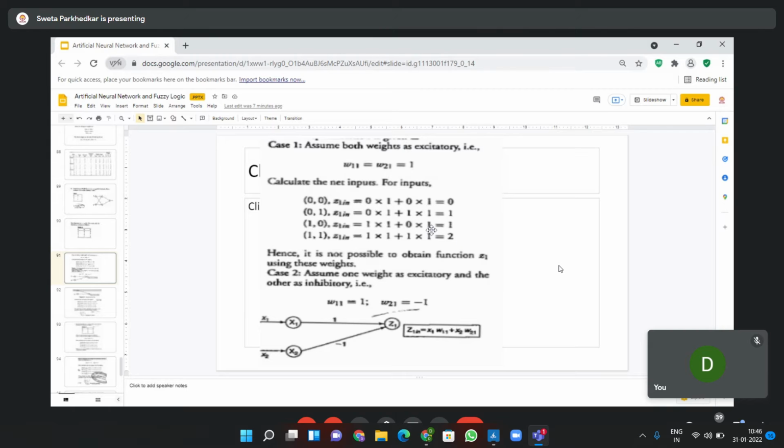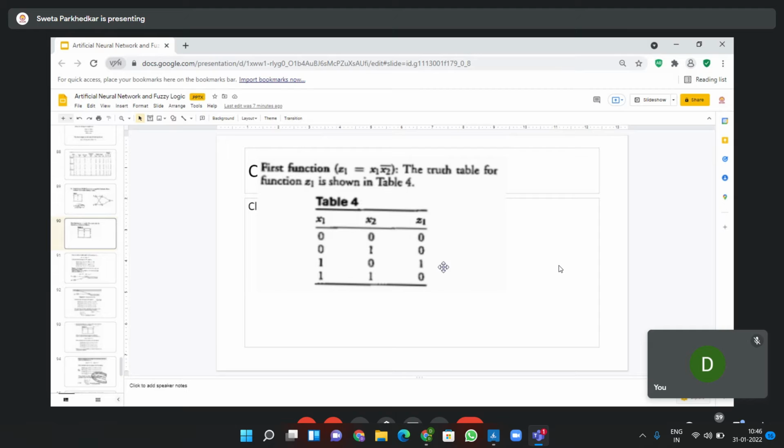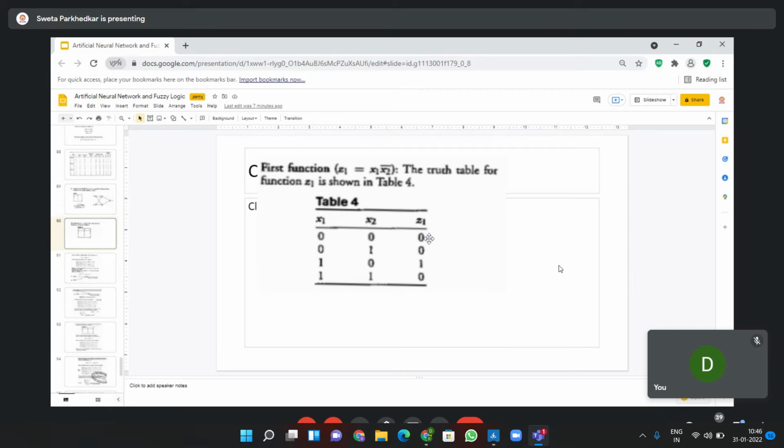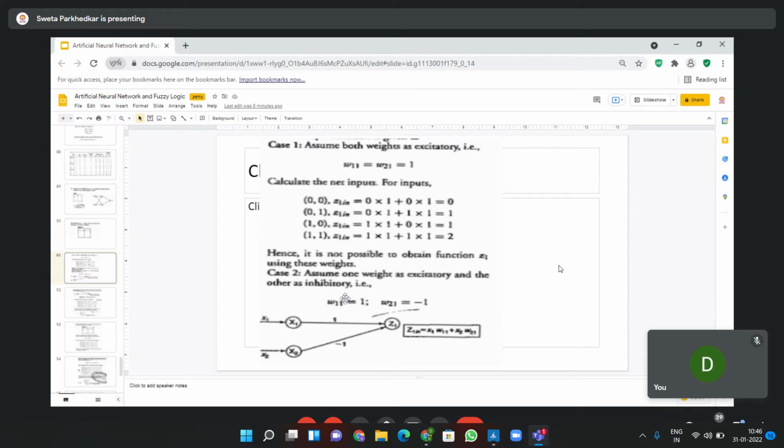Now, is this output similar to what we want? This Z1? No, right? यहाँ पे सिर्फ 00 के लिए 0 है, बाकी के लिए it's 1 1 1. So these weights are not feasible for calculating the exact output or predicting the exact output. So we need a weight updation rule. We need to update the weight.